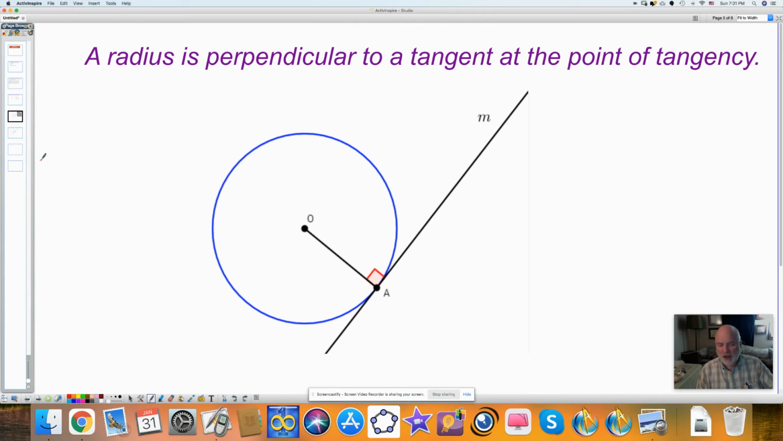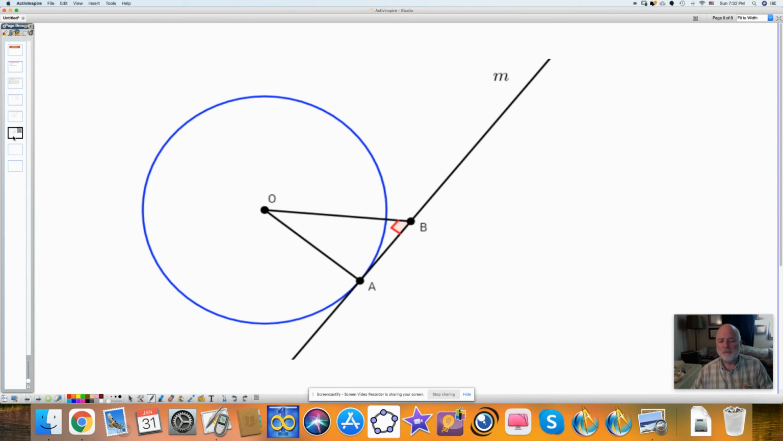Now here's a second idea of proof by contradiction. The statement, which we could prove, is a radius is perpendicular to a tangent at the point of tangency. So here OA is the radius, line M is the tangent, and we're going to say that it has to be perpendicular. Now, if I'm going to prove this by contradiction, let's just say that this is not a true statement. This says that segment OA is not perpendicular to line M. If that's true, that means there must be a point on line M that has to be perpendicular. So let's just call that B.